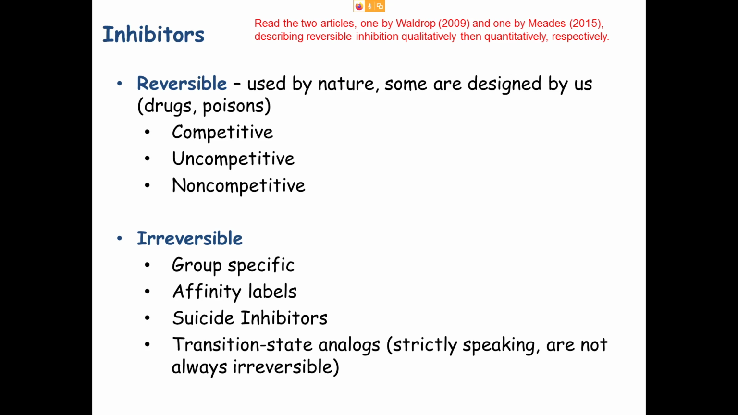Okay? All right, so I apologize for the names. They came up with these names before any of us were born, so we didn't get a say in these names, and we'd love to change them, but I don't think they're ever going to change them. So the three types of reversible inhibition are called competitive, uncompetitive, and non-competitive.